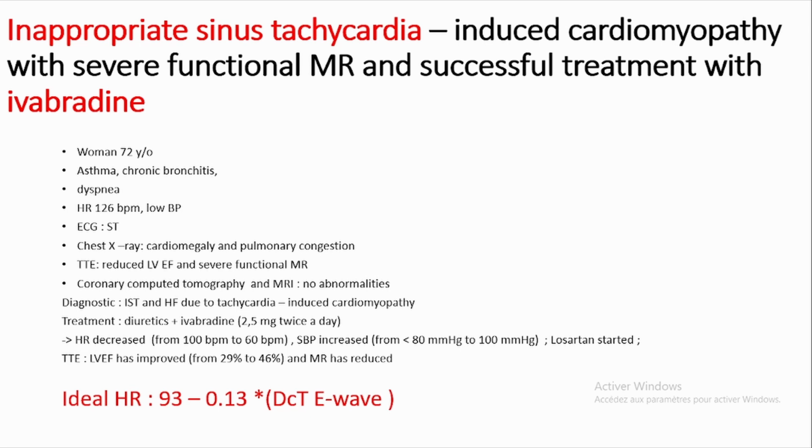This is how to calculate the ideal heart rate. It's equal to 93 minus 0.13 times the deceleration time of the E wave, calculated by echocardiography and pulsed Doppler on the transmitral flow.